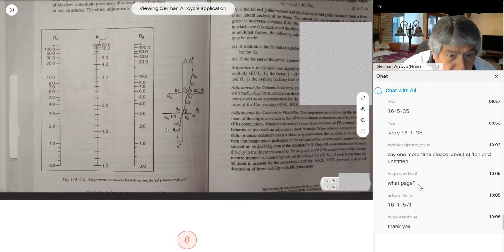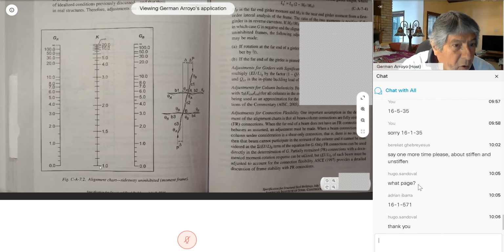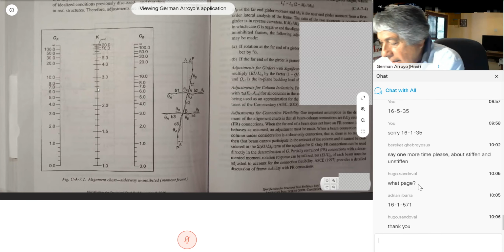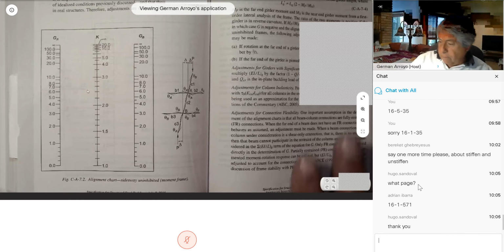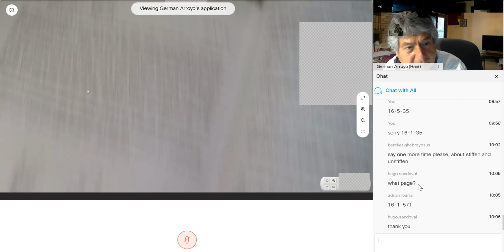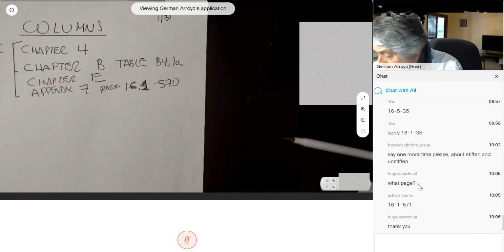So whenever we have a moment frame, look, the value K goes from 1 all the way to infinity. And again, you find G top, G bottom, and whenever they intersect, you find that value. Before I go to chapter 4, there is a question I'm going to give you.